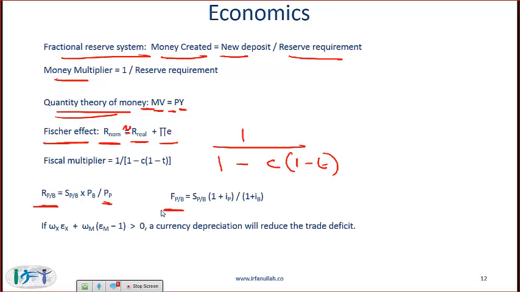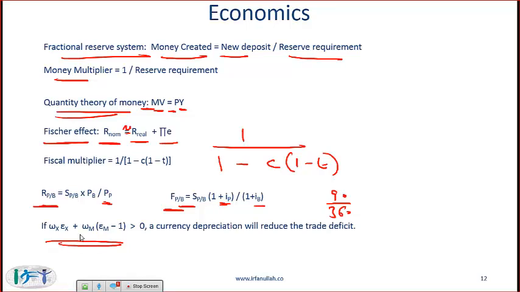The forward rate is equal to the spot rate into 1 plus interest in the price currency divided by 1 plus interest in the base currency. Now, if these interest rates are annualized and you are doing a forward rate for 90 days, then you will have to multiply those interest rates by 90 over 360.